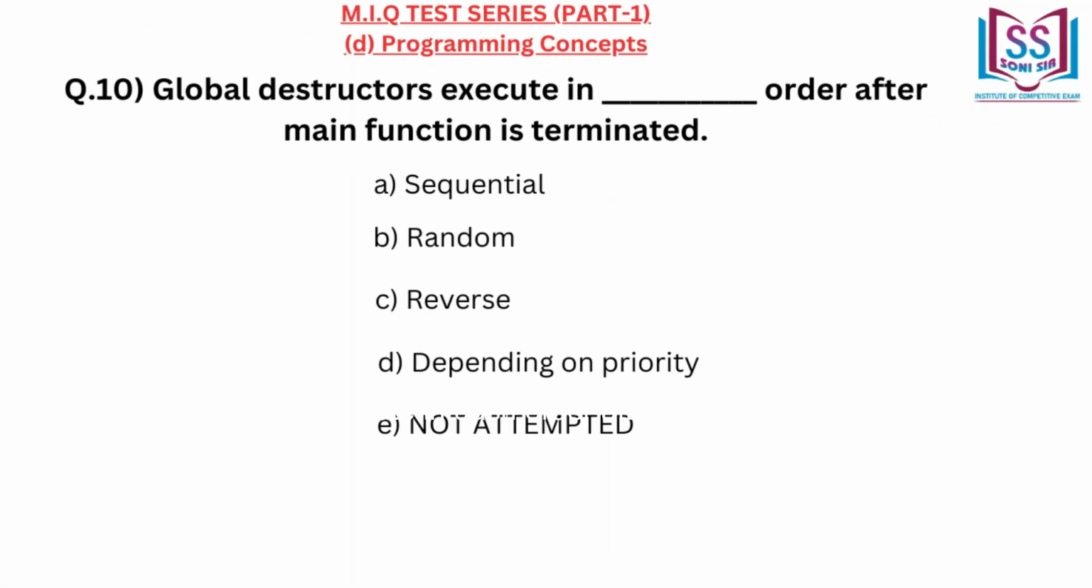Global destructors execute in dash order after main function is terminated. A. Sequential. B. Random. C. Reverse. D. Depending on priority.